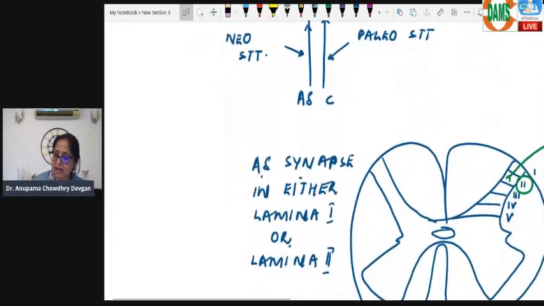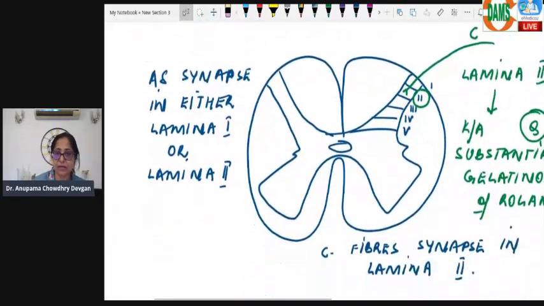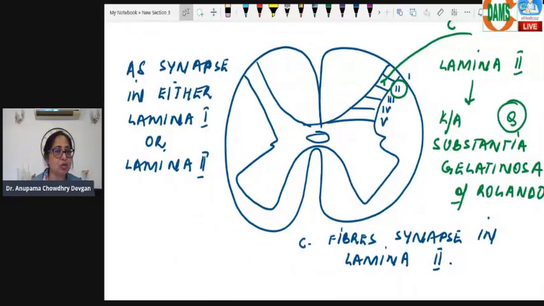And another important difference, C fibers will synapse in lamina 2 of the dorsal horn, and A delta fibers synapse in lamina 1 or lamina 5. Lamina means a layer. Dorsal horn is divided into 5 layers. Gray matter is divided into 9, like 1, 2, 3, 4, 5, 6, 7, 8, 9. But lamina 2 is specifically meant for C fibers. A delta fibers will synapse in lamina 1 or lamina 5. These are the differences between slow and fast pain pathways.